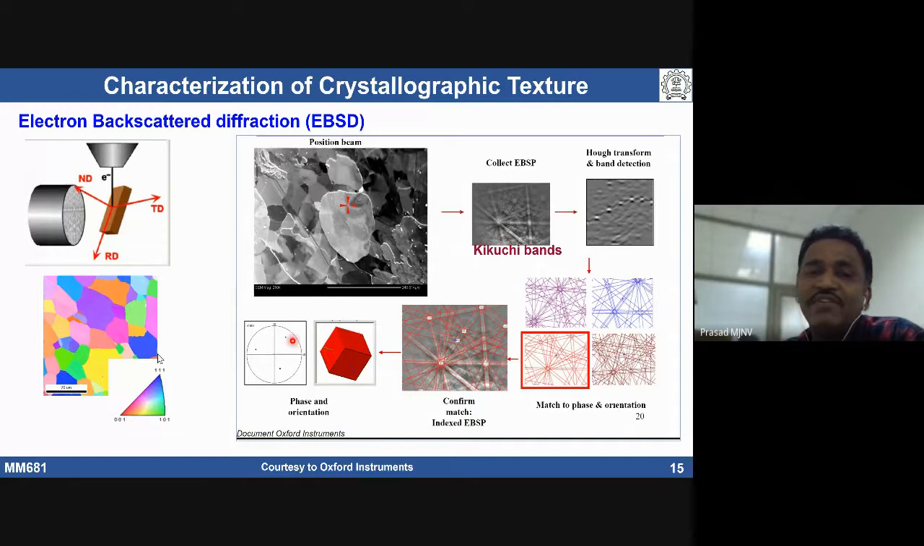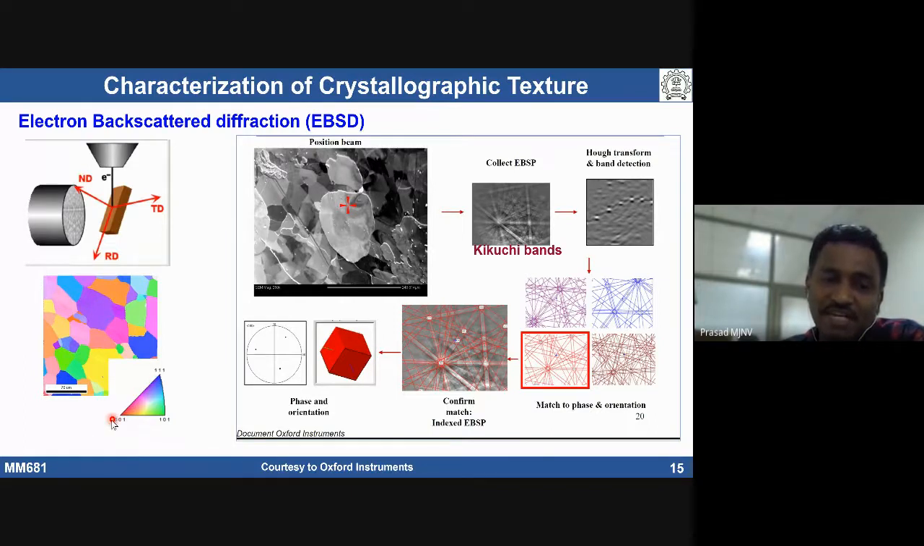After indexing, we can get what kind of orientation there is with respect to the specimen. We already defined the rolling direction, normal direction, and TD. Then we can establish this kind of orientation map. It's called a colored inverse pole figure map, or simply an orientation map. Each grain is given a color; if the orientation changes, we give a different color.